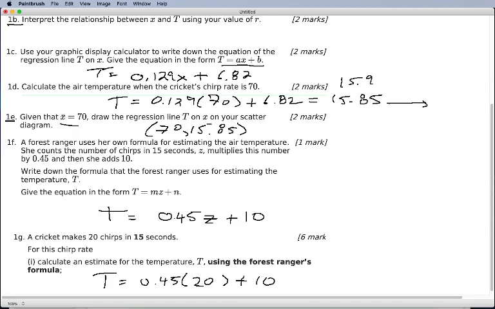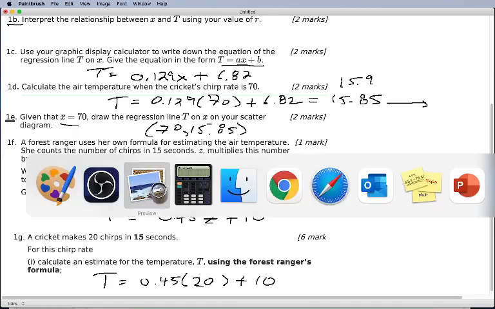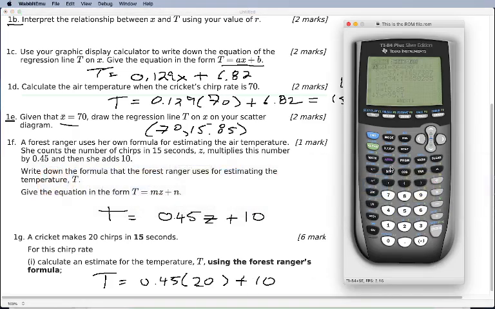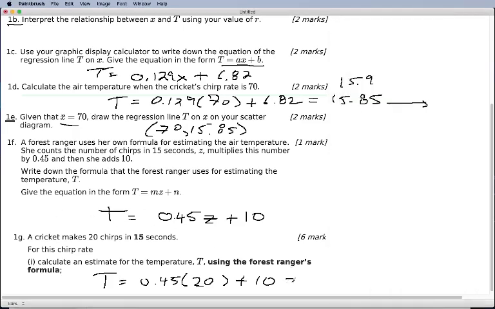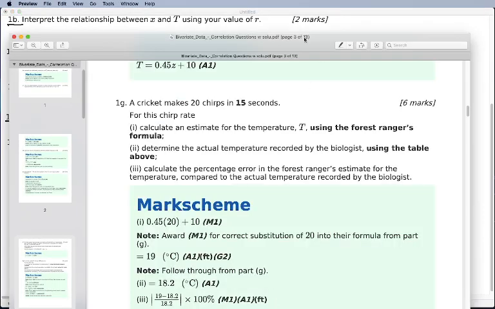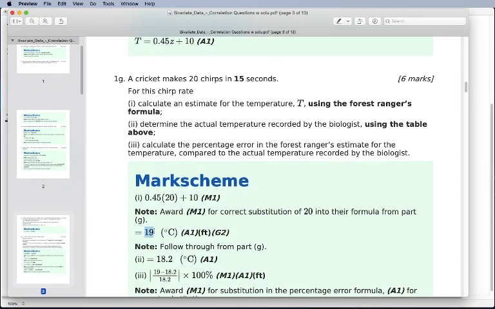So if we use the calculator to figure this out here, we can do that just by going out here. So we have 0.45 times 20, and then we have to add 10. So we have a temperature of 19 degrees, okay? And if we look at the mark scheme here, it says we have 19 degrees.